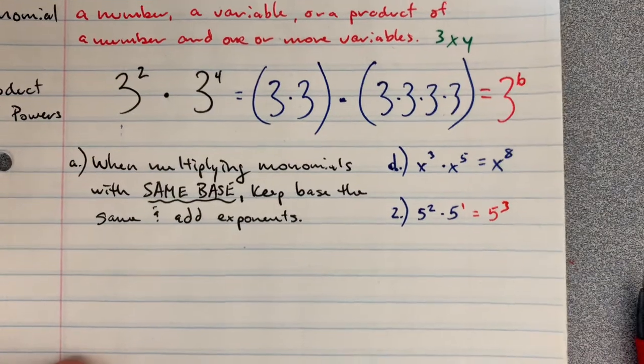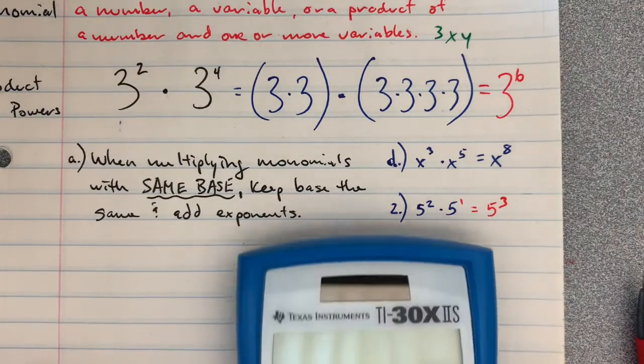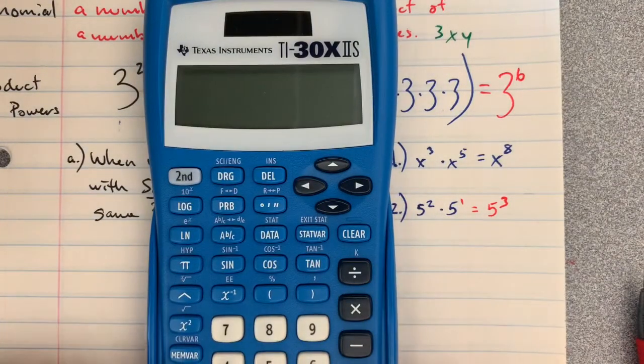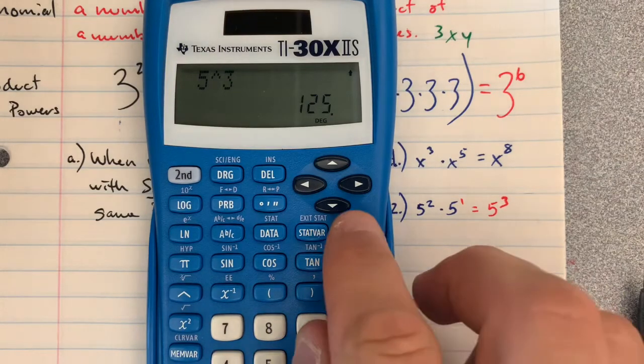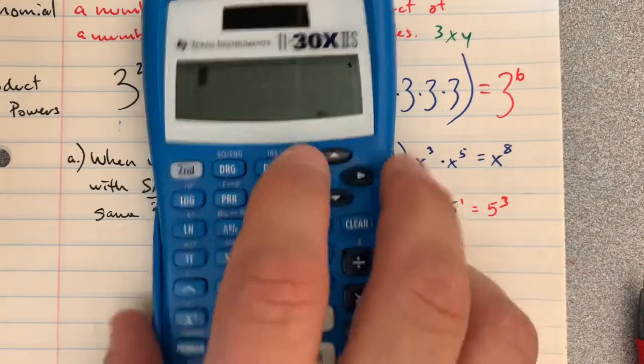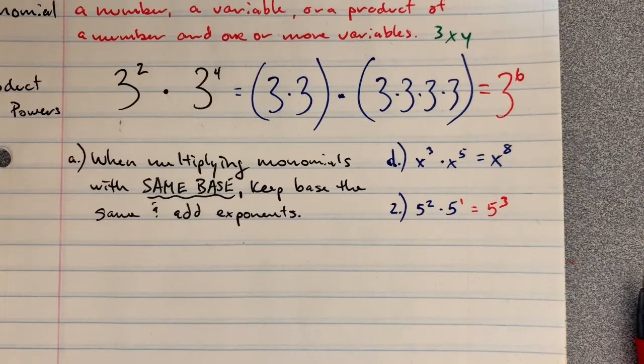When I evaluate that, I could either go 5 times 5 times 5 in my calculator, or I go 5 caret, which is creating the exponent value. I hit 3, and that would give me 125. But we're only worried about writing it with an exponent and a base.